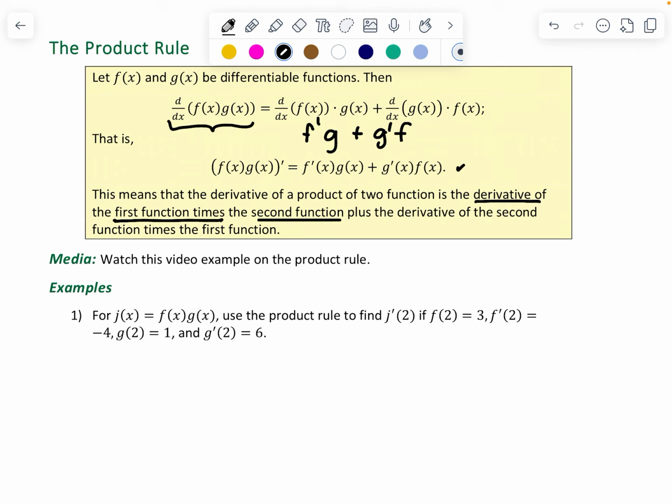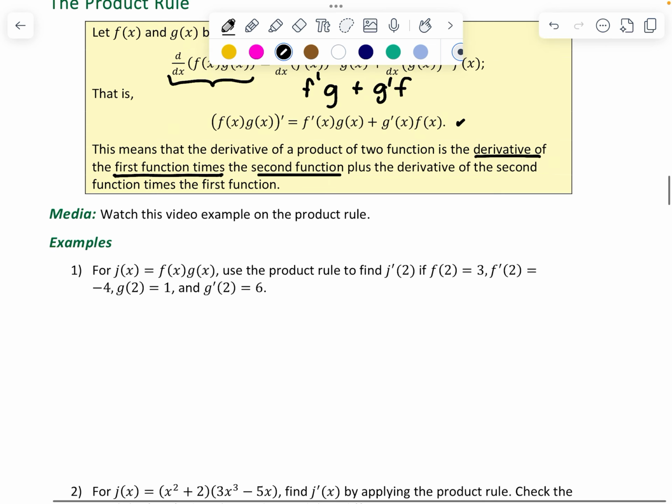So now this says it differently. The derivative of the first function times the second function, g. Okay, so if you can get this, great. It's the sum f prime g plus g prime f. And sometimes I say first, derivative of the first, der first, second, plus der second, first. But whatever helps. Let's try one of these.